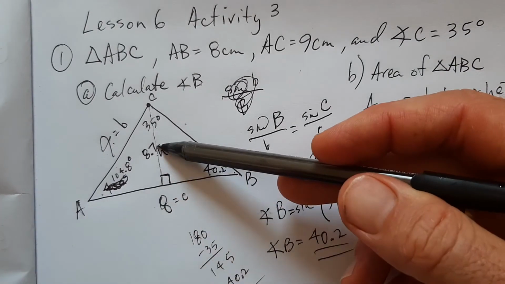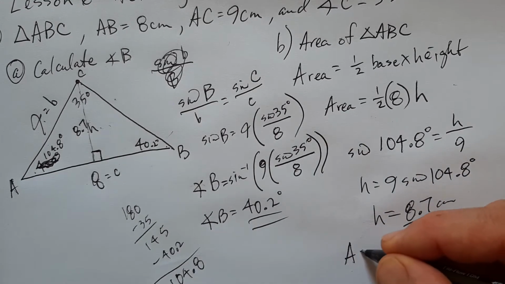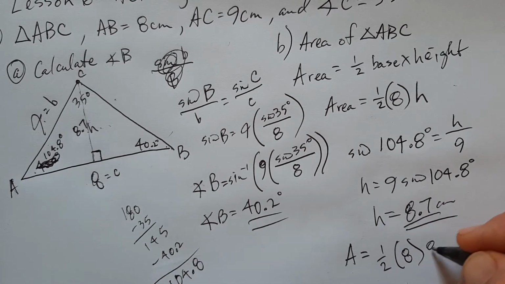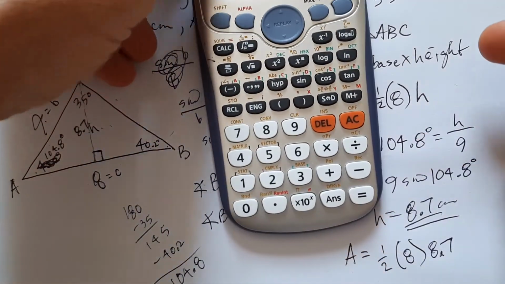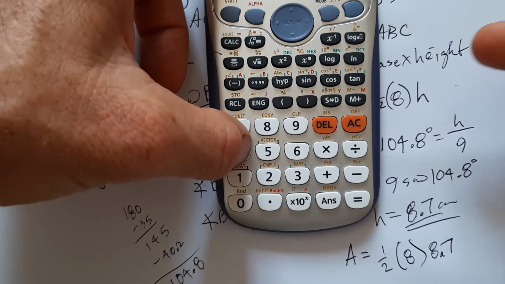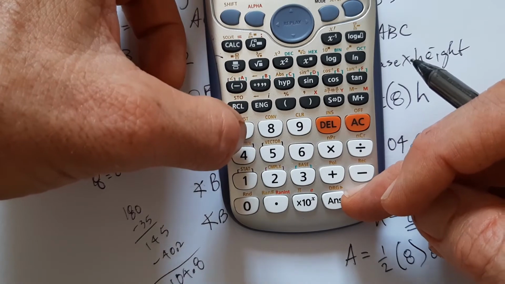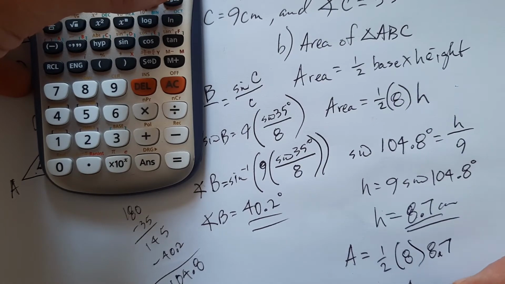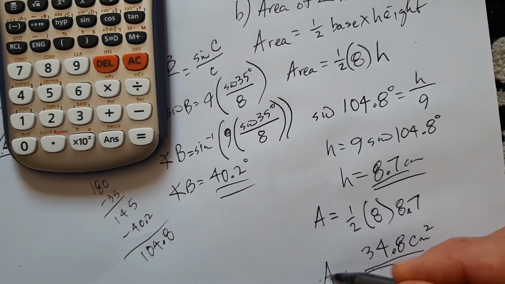Multiply 8 times 8.7 and take half of that. So I'll just put it all in there. Area equals 1/2 times 8 times 8.7. So half of 8 is 4, so 4 times 8.7 is 34.8 centimeters squared. Make sure you put your answer in the correct units, right? We're finding the area of that triangle.